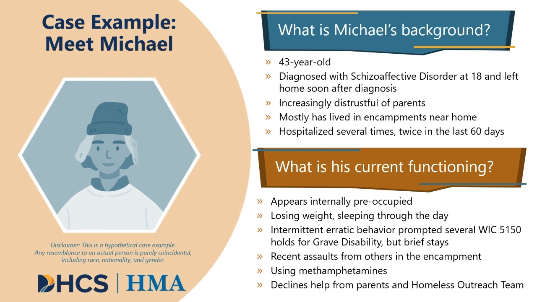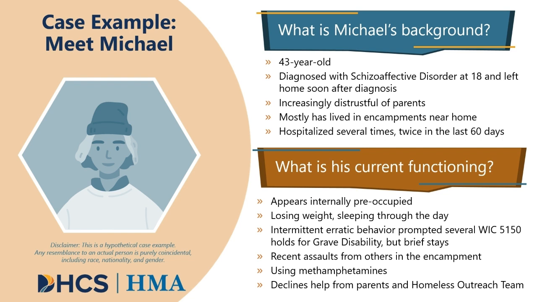Michael yells at people at the encampment, and this has resulted in a few recent assaults from others who were there. And sometimes he will yell at the staff at the soup kitchen because he believes they mean him harm after the recent assaults. Michael has been using methamphetamines for the past 5 years, which exacerbates his psychotic symptoms.